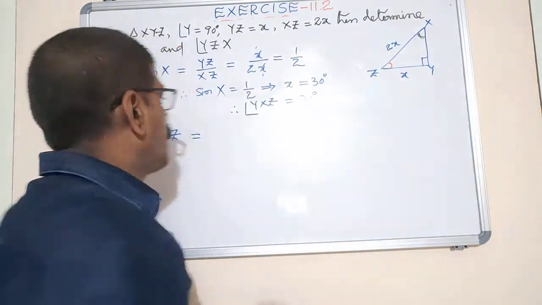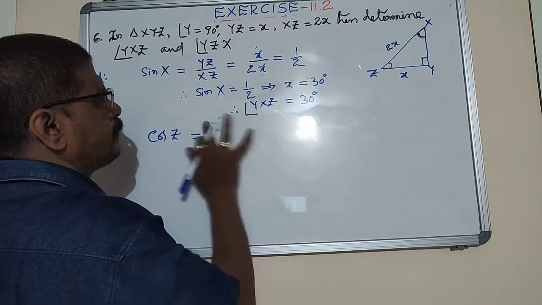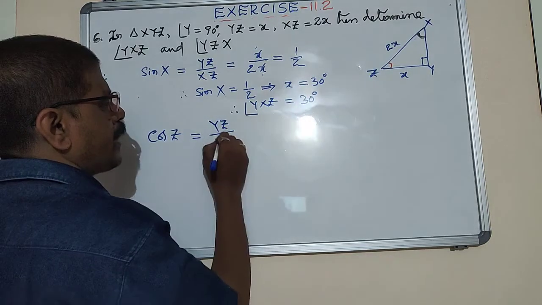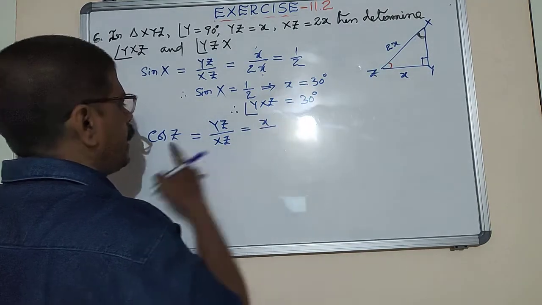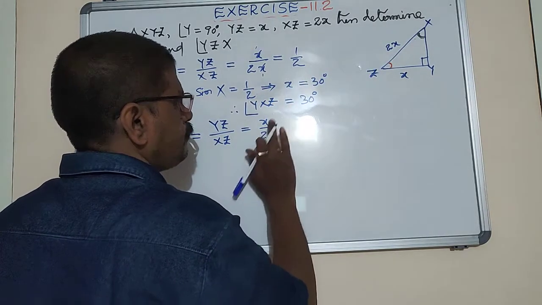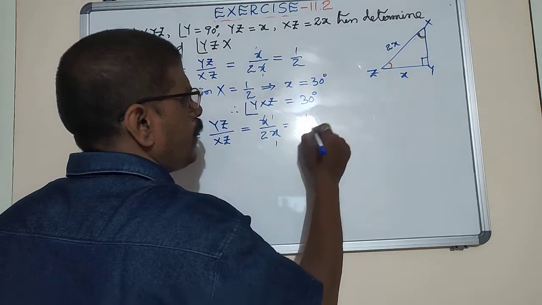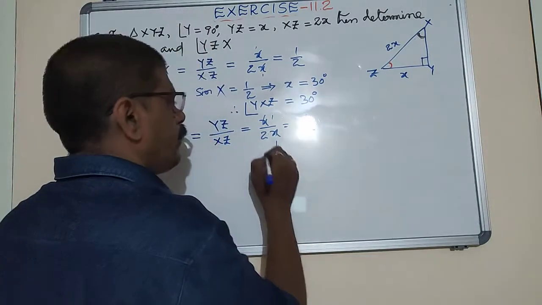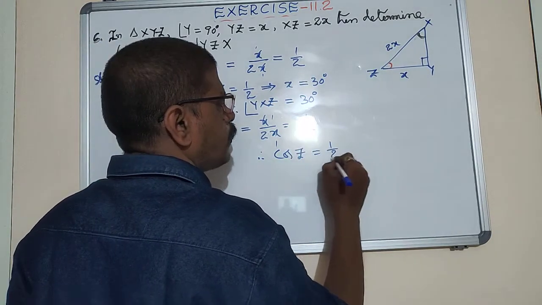That is cos. Now it will be ZY or YZ. Anyone? YZ by XZ. That is equal, YZ is x by XZ is 2x. Now the x's cancel, it will be 1 by 2. So cos Z is also 1 by 2. Therefore cos Z equals 1 by 2.